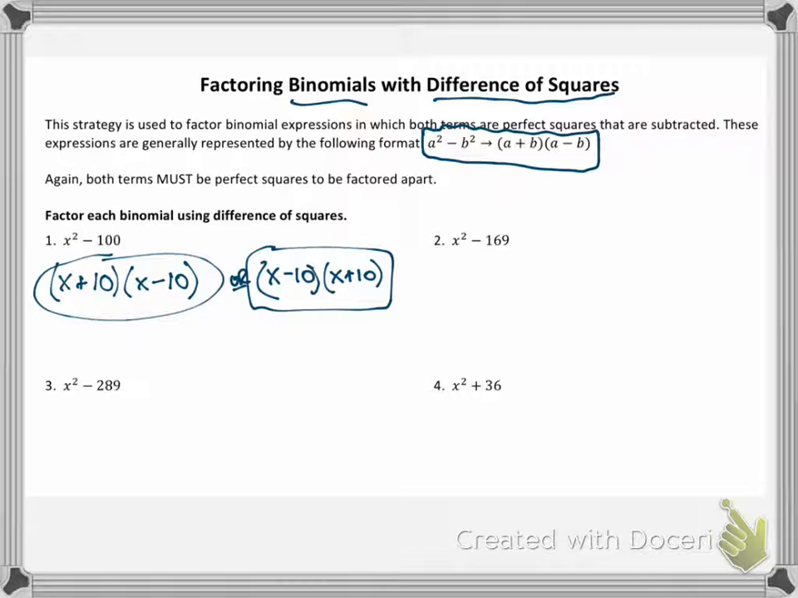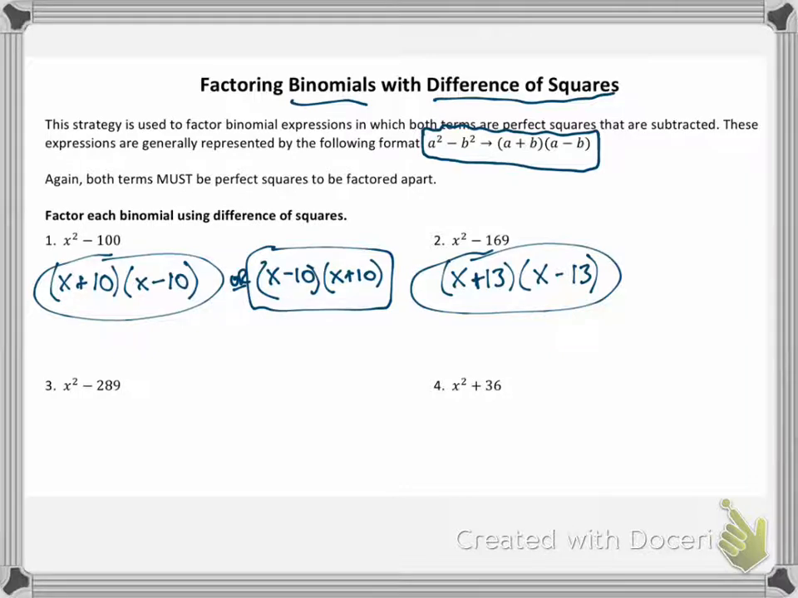Same idea, x squared minus 169. I see subtraction. That's good. Now I'm going to split apart. X squared becomes x and x. 169 is a perfect square. If I square root that, that becomes 13. One gets added. One gets subtracted. And my final answer, x plus 13 times x minus 13.